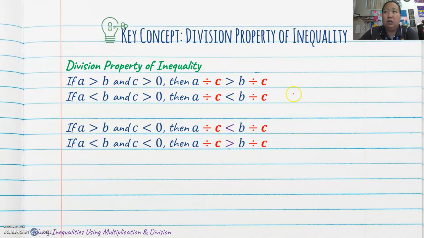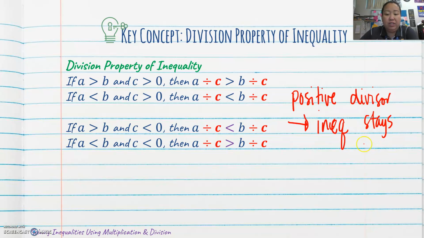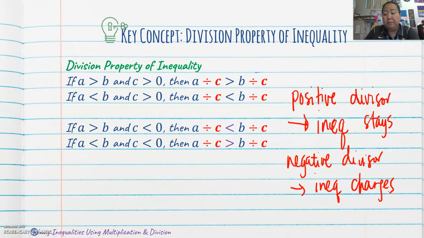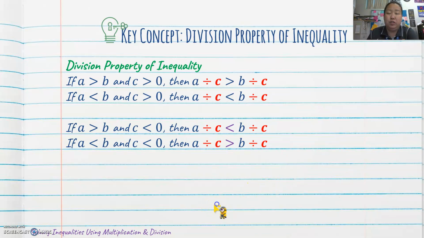If you are dividing by a positive number, a positive divisor, your inequality stays the same. If you have a negative divisor, then your inequality switches, it changes. That is important. So same rule for multiplication and division.